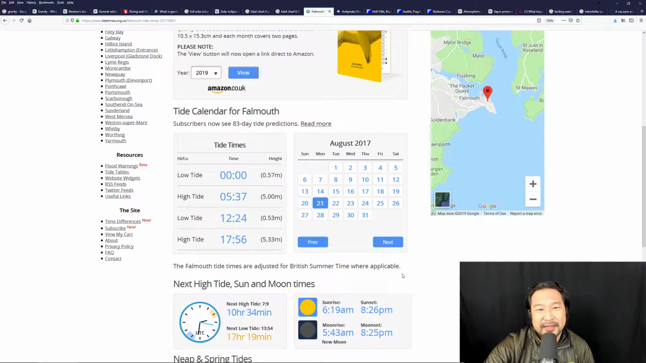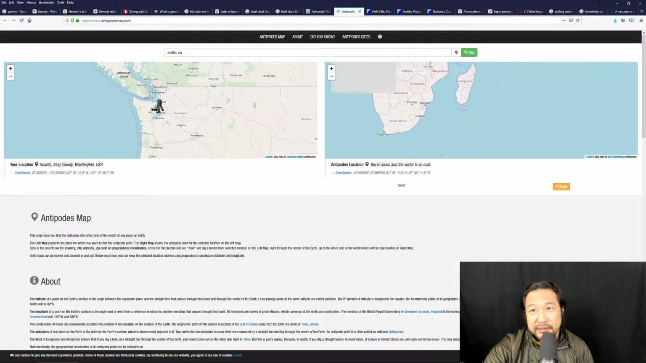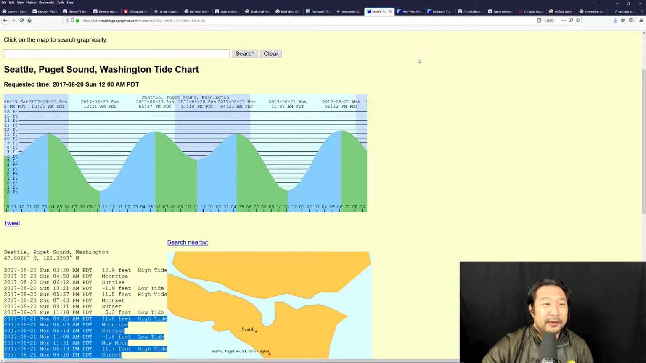I'll move it towards Seattle, Washington, and so the antipode. There's an antipodes map. So if you're in Seattle, Washington, the exact opposite side of the globe is supposedly somewhere near South Africa and Madagascar. There's these islands there, but I doubt there's tide charts there. So let's go to Seattle, Puget Sound.